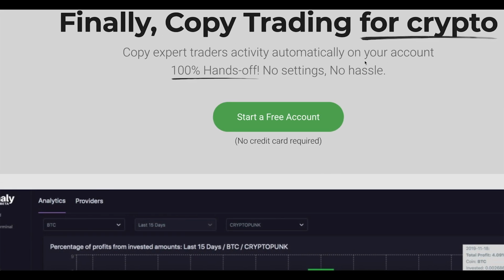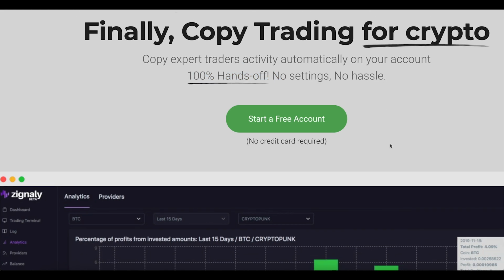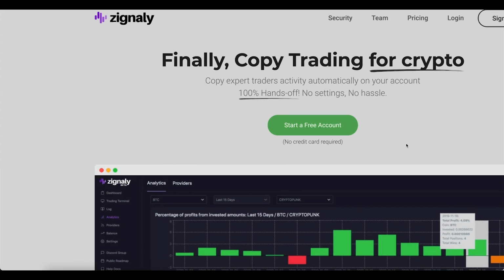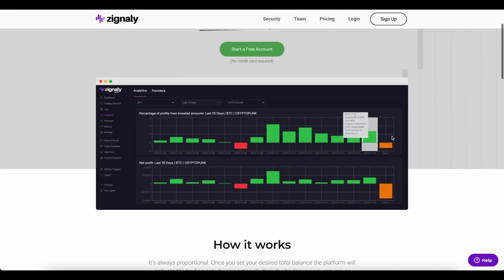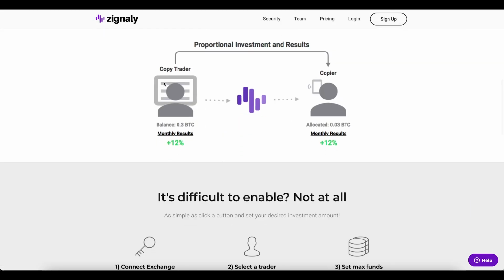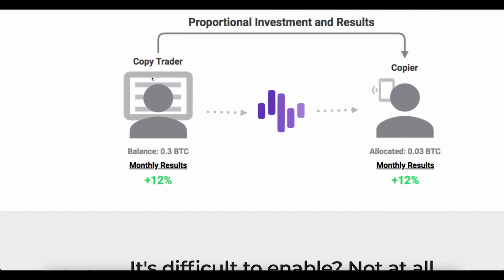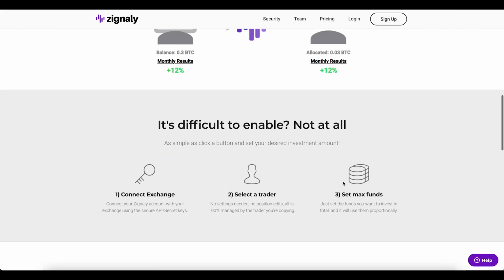You can see, copy expert traders' activity automatically on your account, 100% hands off, no settings, no hassle. So if you want to copy me, for example, as I told you, you can do that. And look, the copy trader, this is me. Signal is in the middle, and that's you. You are copying when I buy. If I earn 12%, you earn 12%. Okay, here's a joke: if I lose 12%, you're going to lose 12%.